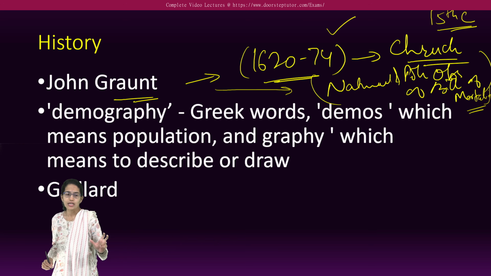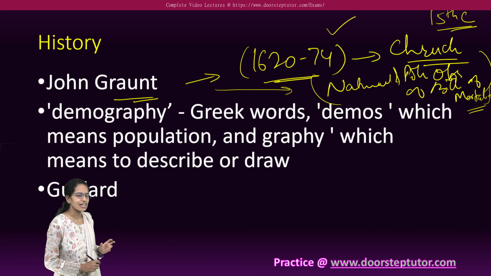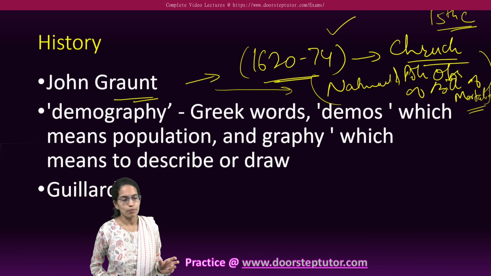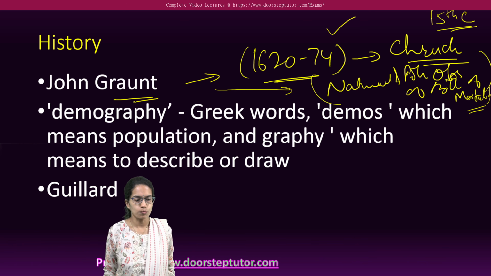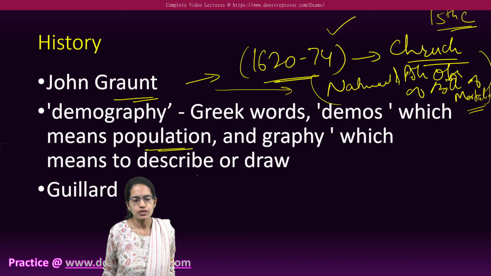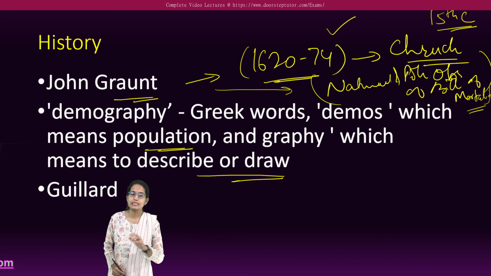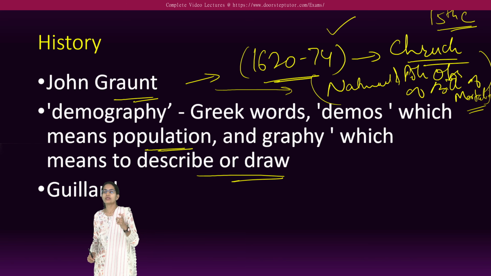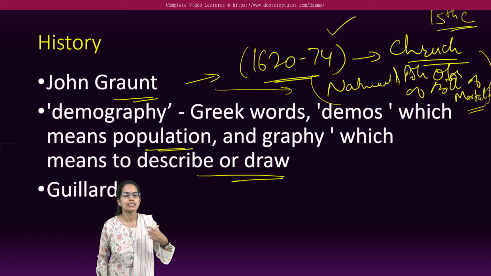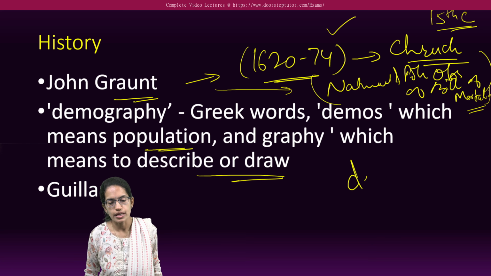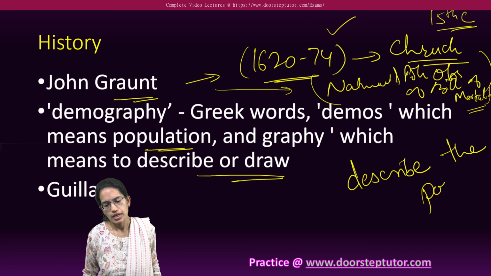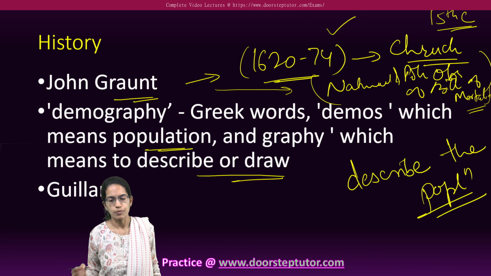The word demography itself comes from two words, demo and graphy. Demo means population and graphy means to describe. So when we talk about geography, for example, it's describing the earth. Geo means earth. So here we are describing the population. So all things which relate to describing the population are studied under demography.